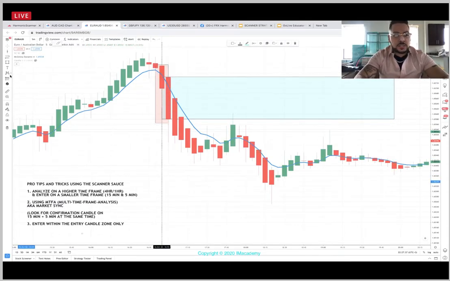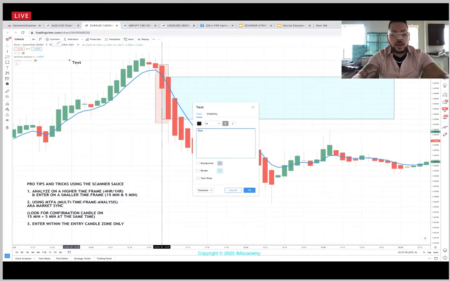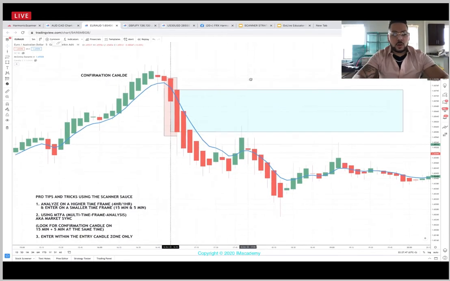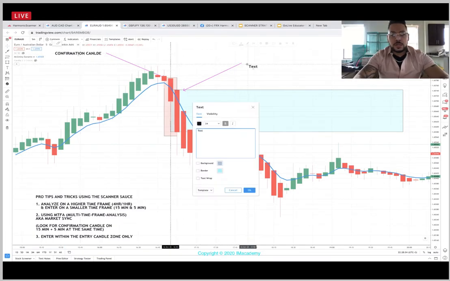You see this entry? So look, I'm going to mark this up, right? This is your confirmation candle right over here, so that way nobody's lost. This red one is your confirmation candle. And now this blue one right over here, okay, watch this. This blue one is your entry candle zone, is what we're going to call it.